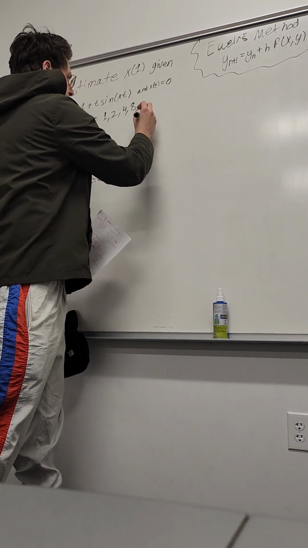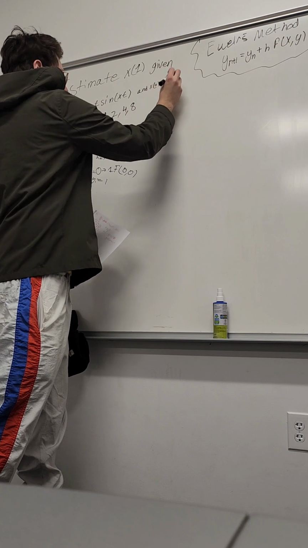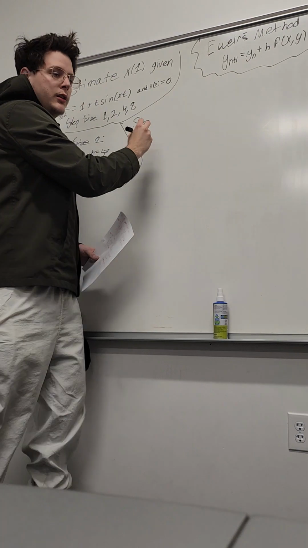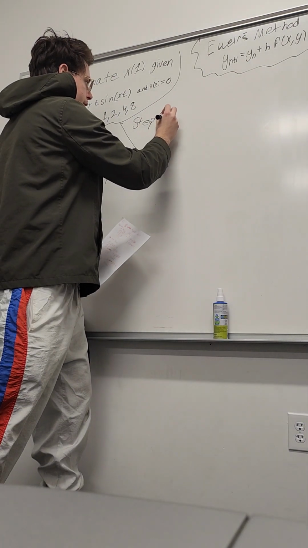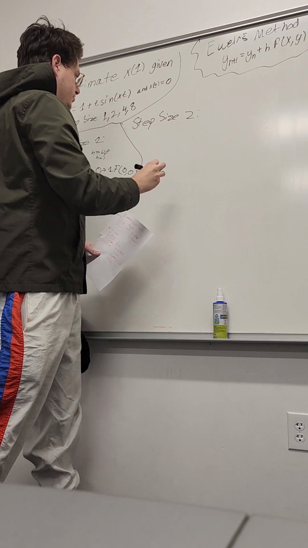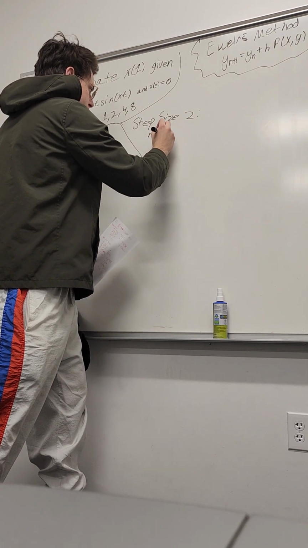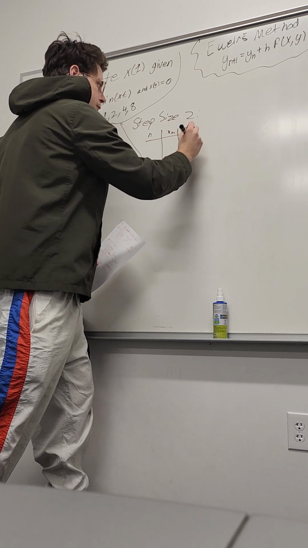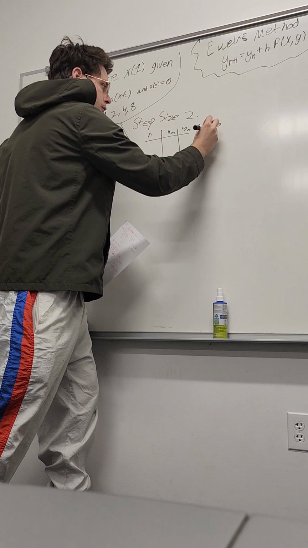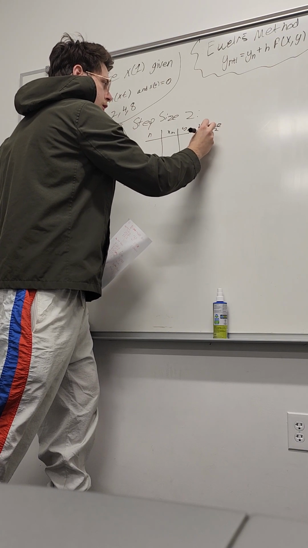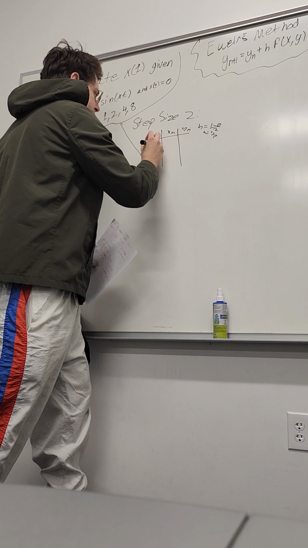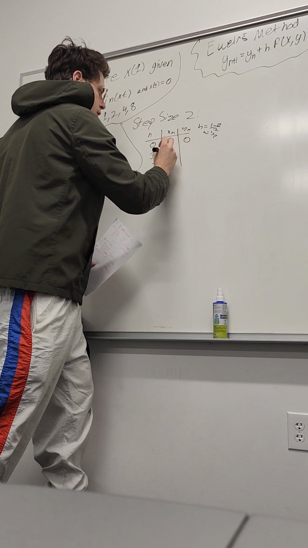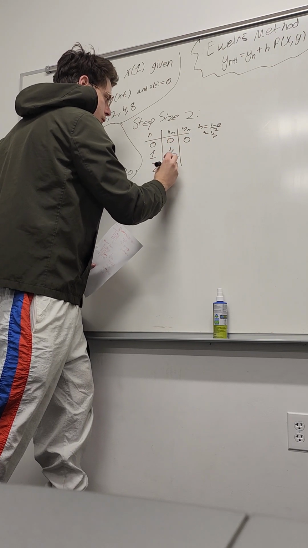Let's do a step size of 2. Let's go ahead and branch this off. So at a step size of 2, I'm going to get an h of 1/2. So let's do this: 0, 1, 2, and the x values 0, 1/2, and 1.